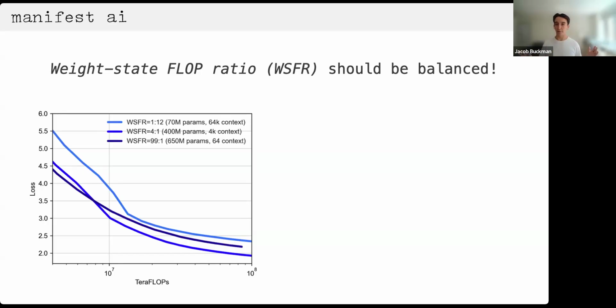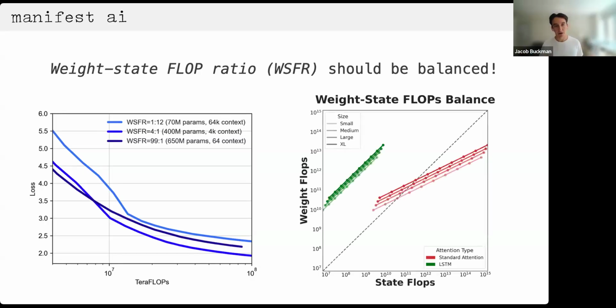So it has a ton of parameters, but is being trained on a very short context. But again, the total number of flops between these 3 are the same. And we see sort of a Goldilocks effect, right? The weight-state-to-flop ratio that performs the best is the one that's closest to 1-to-1. That's that medium colored blue line on the bottom.